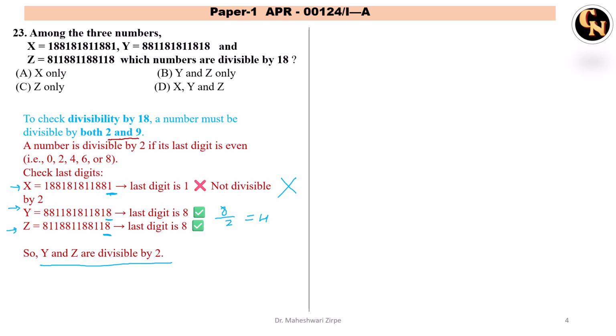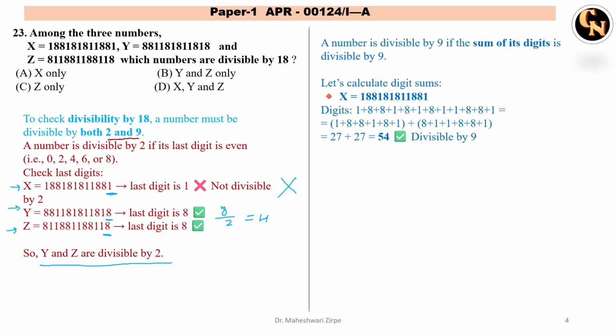Now let us see whether they are divisible by 9 or not. So first thing we'll do, we'll try to find whether the whole number x is divisible by 9. For that we'll find the sum of their digits. We'll add them up and try to find whether it is divisible by 9. Now you have to add everything.